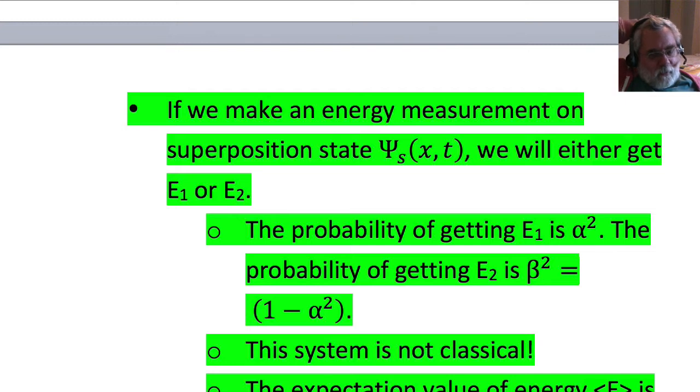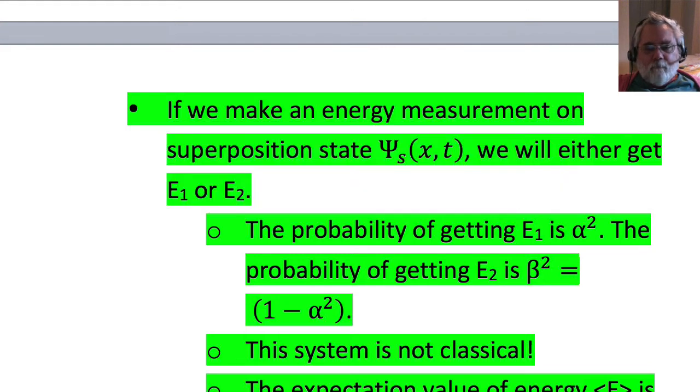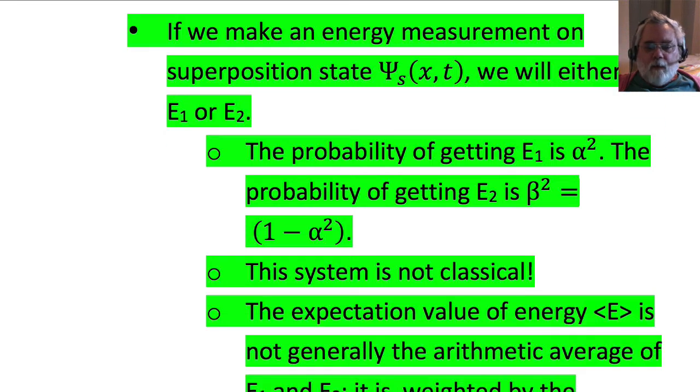If we have 100,000 identical systems, each in state psi sub s, and we measure the first one, we measure energy, maybe we'll get E sub 1. If we measure the second one, maybe we'll get E sub 1. If we measure the third one, maybe we get E sub 2. But other than probability, we can't predict whether we will get E1 or E2.